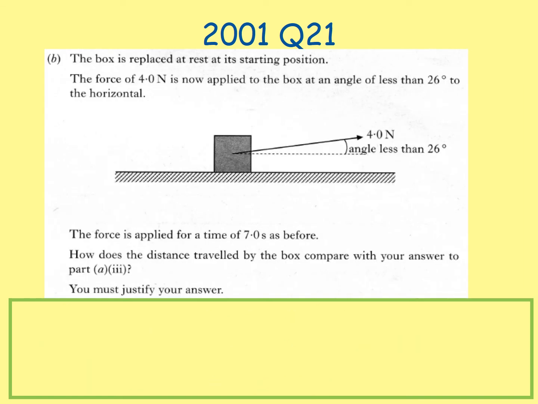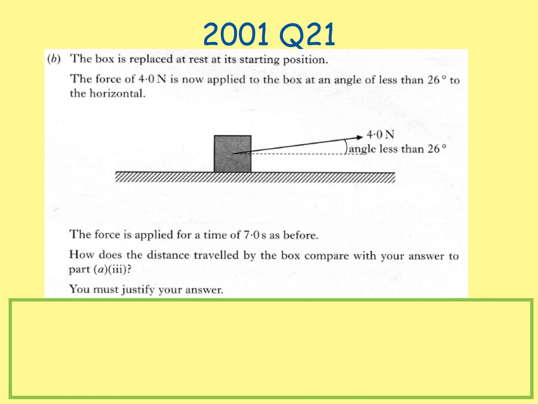Part B. The box is replaced at rest at its starting position. The force of 4 newtons is now applied to the box at an angle of less than 26 degrees to the horizontal. The force is applied for a time of 7 seconds, the same as before. How does the distance travelled by the box compare with your answer to part 3? You must justify your answer. Okay, so if we need to justify our answer, we want to be writing a couple of little bullet points or sentences, and let's think about how to answer this question.